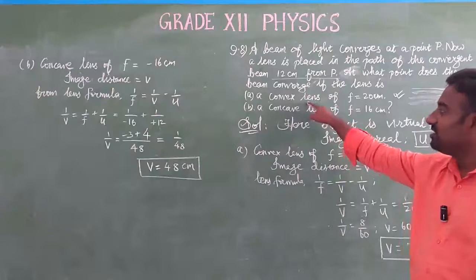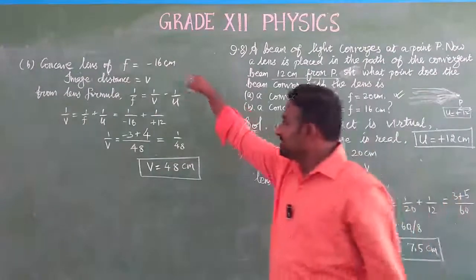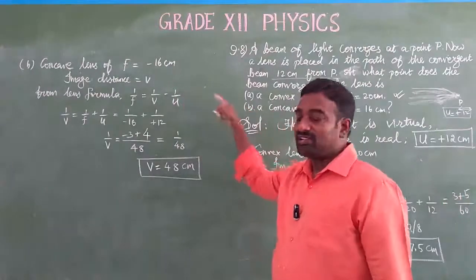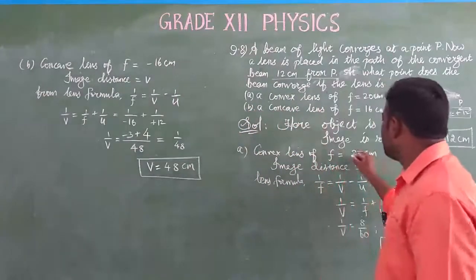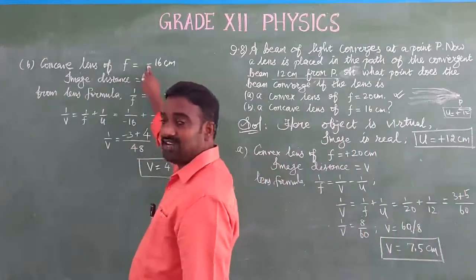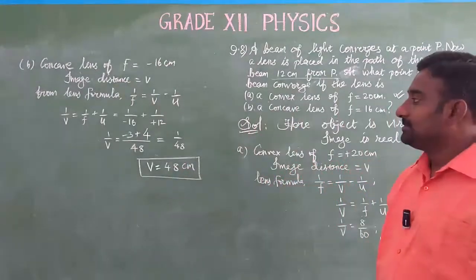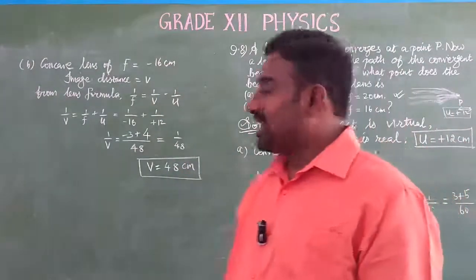If you use a convex lens of focal length 20 centimeter, or if you use a concave lens of focal length 16 centimeter. Actually, a convex lens converges light rays, so the focal length is plus. But a concave lens diverges light rays, so the focal length is minus. From that, we can find the image distance. I hope you can understand this question.